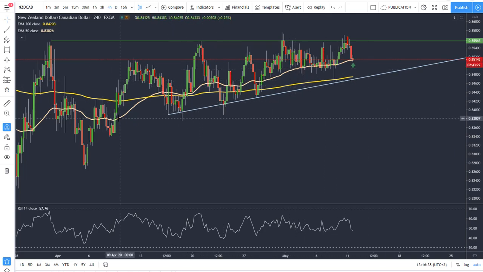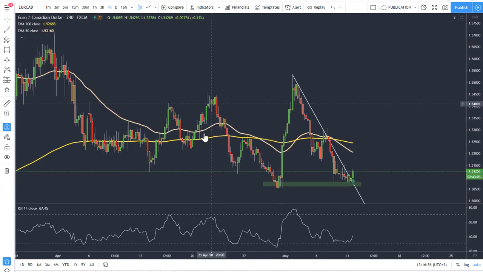50 and 200 exponential moving averages rejected here, 200 rejection, 50 rejection. This spike produced. I think if it will manage to break with the daily close below, the trend will reverse to the downside, but as long as it's above, it should be moving to the upside.